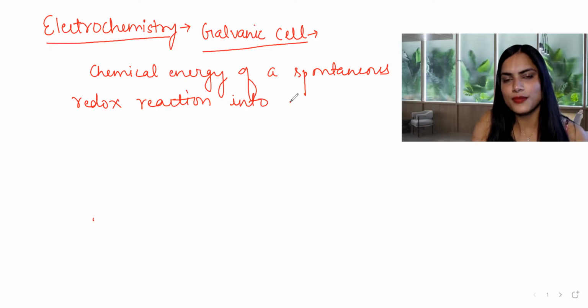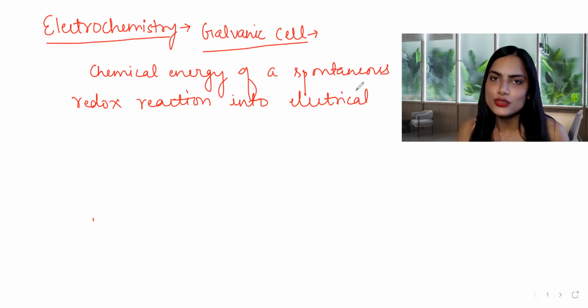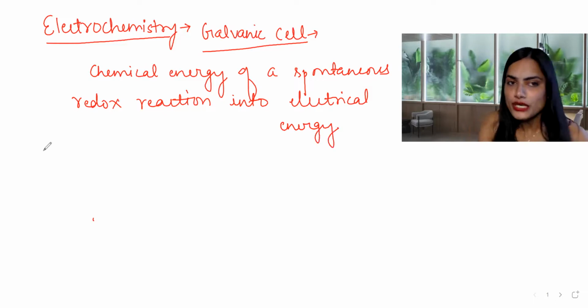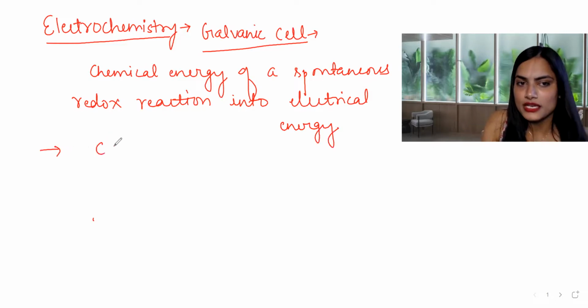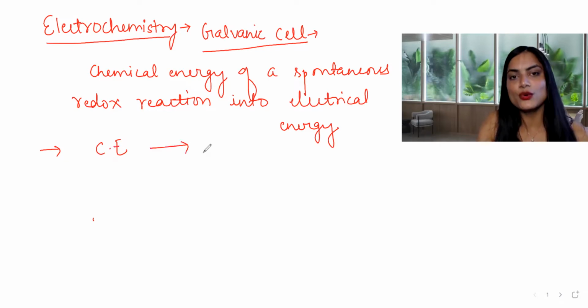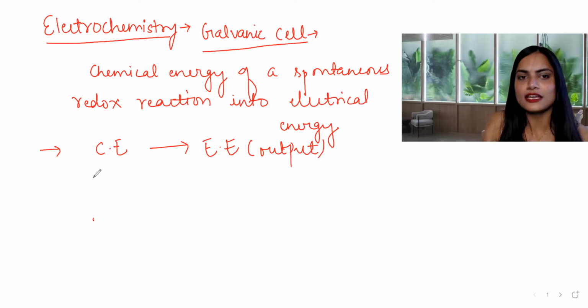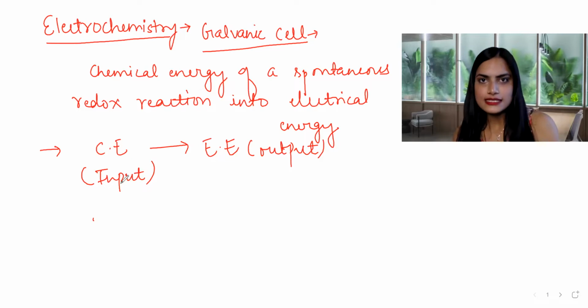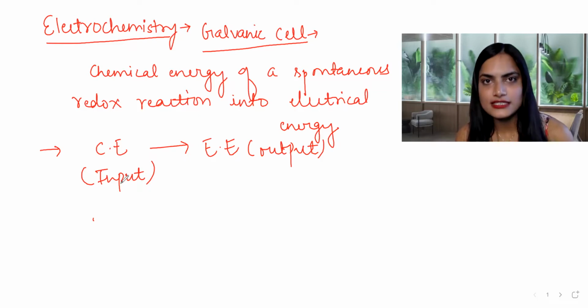Now you must be wondering how chemical energy can convert into electrical energy, right? First, let's understand that the input here is chemical energy, which is converting into electrical energy. That means the output is electrical energy and the input is chemical energy. Cells in which chemical energy is converted into electrical energy are known as galvanic cells, and these are also known as electrochemical cells.